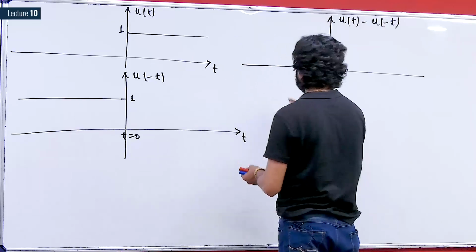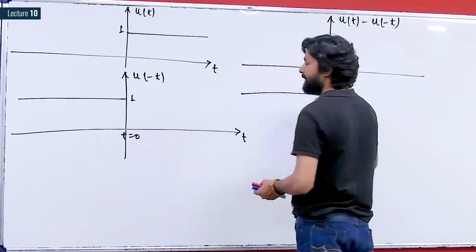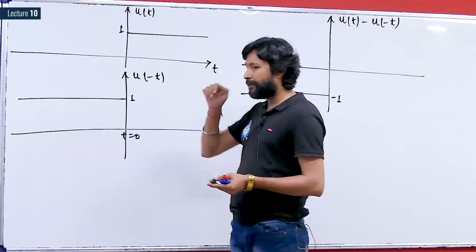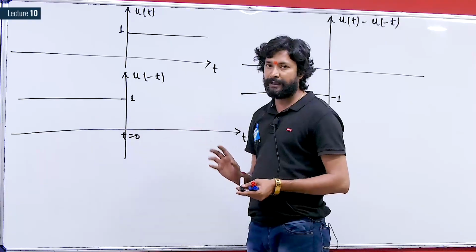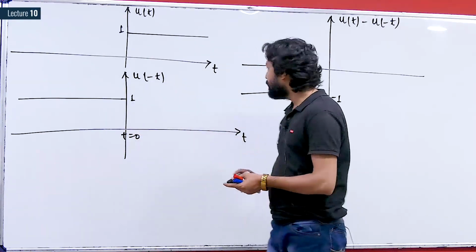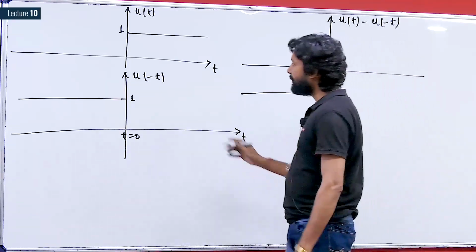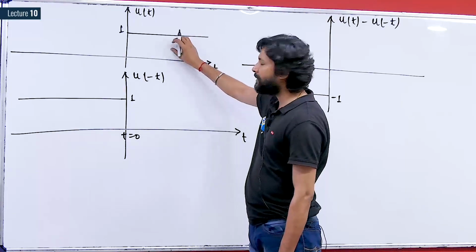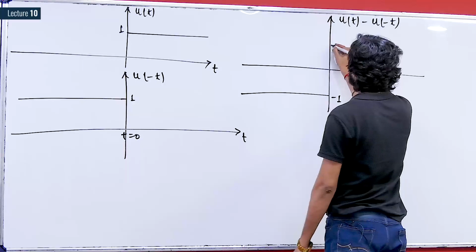So the result will be minus 1 from minus infinity to 0. At t equals 0, if you see, the values of both the functions can be approximated to 0.5. So 0.5 minus 0.5 will give you 0. So at t equals 0, the value is 0. Again, after t equals 0, this value is plus 1 and this is 0, therefore 1 minus 0 you are going to get the value plus 1.